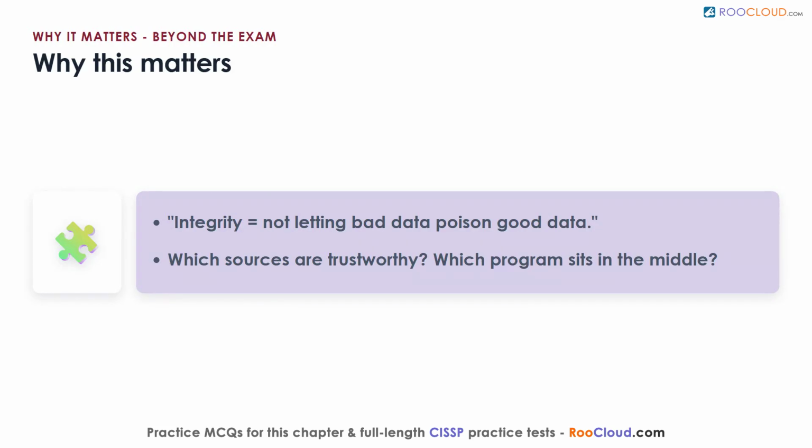Because integrity is not just about blocking outsiders, it is about not letting bad data poison good data. On the job, you constantly decide which sources are trustworthy enough to feed a validated system, and which commercial application should sit between a user and a database. These models give you the vocabulary to defend those design choices in an audit or a review.